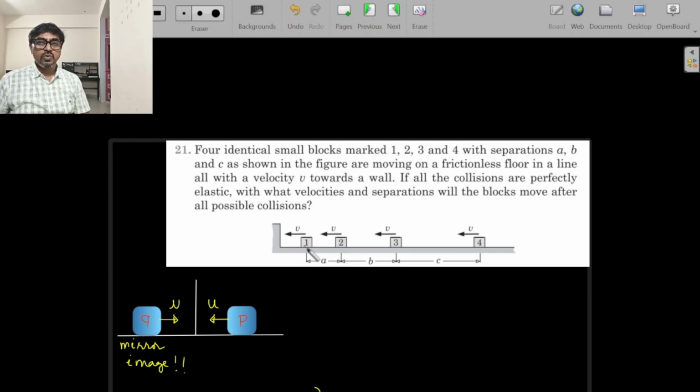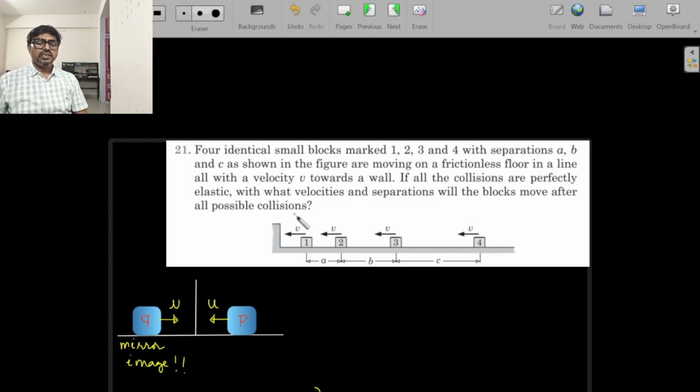Velocity of 2 will go to 1 and velocity of 1 will go to 2, meaning 2 will go right side and 1 will go back. This 2 will collide with 3, and then again velocities will be exchanged between 2 and 3. Then 3 will collide with 4, and 4's velocity will get reversed. And if you look at 1, it goes back to the wall now. Again it will have a collision and return back.